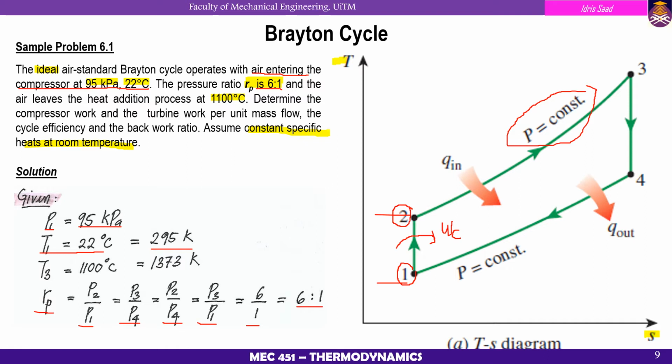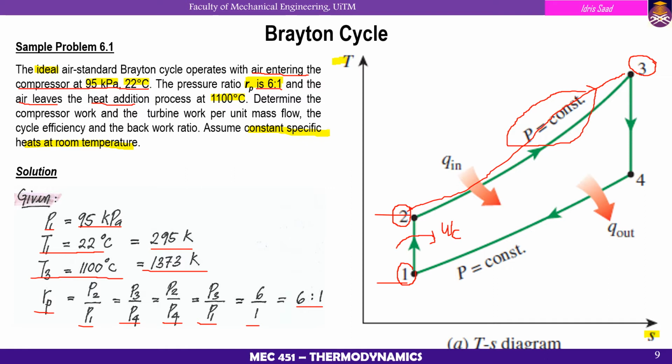Okay. And then it said that the air leaves the heat addition process. So the heat addition process is from 2 to 3. When it leaves at state number 3, that's why we have here T3 is equal to 1100 degrees Celsius. This is equivalent to 1373 Kelvin. So this is how we extract the information from the given question to the TS diagram.